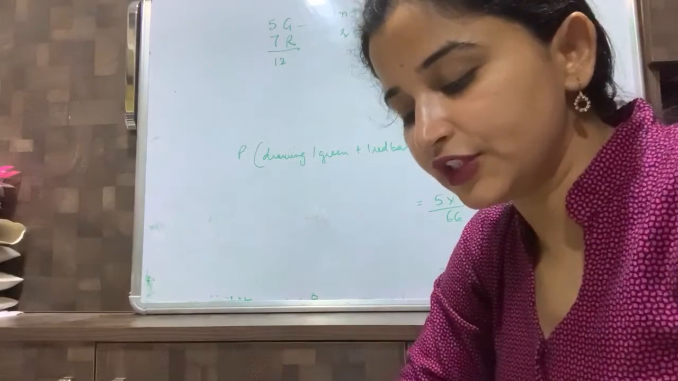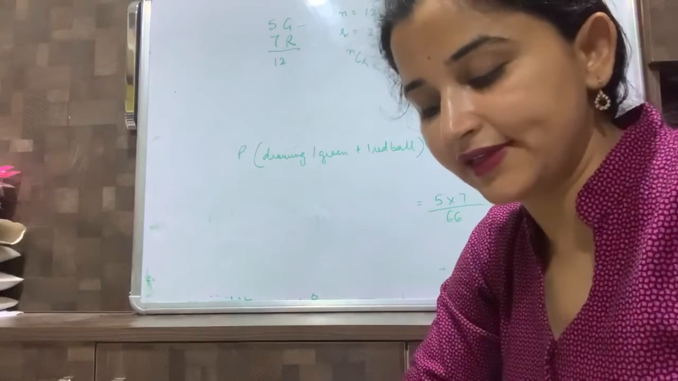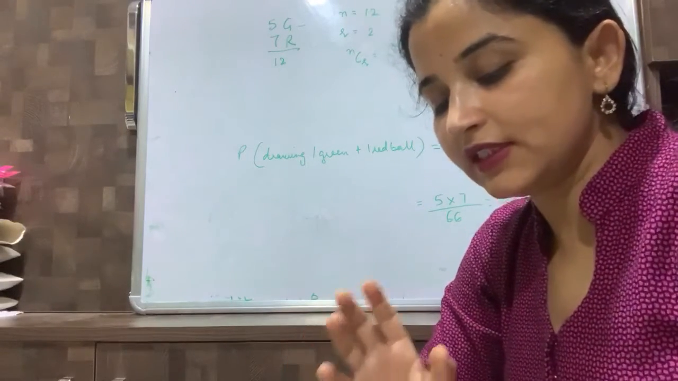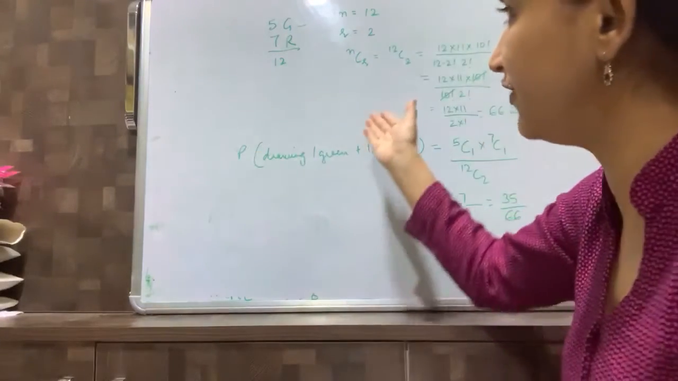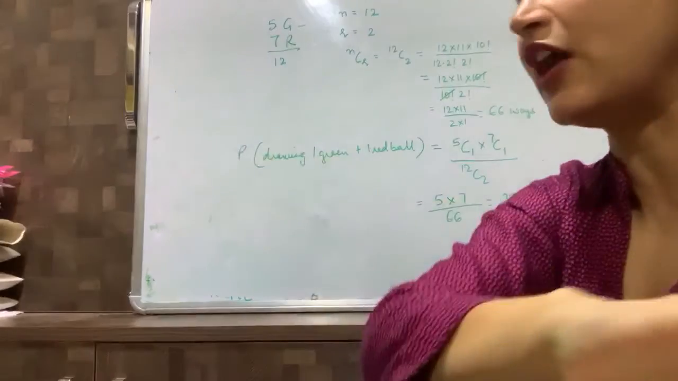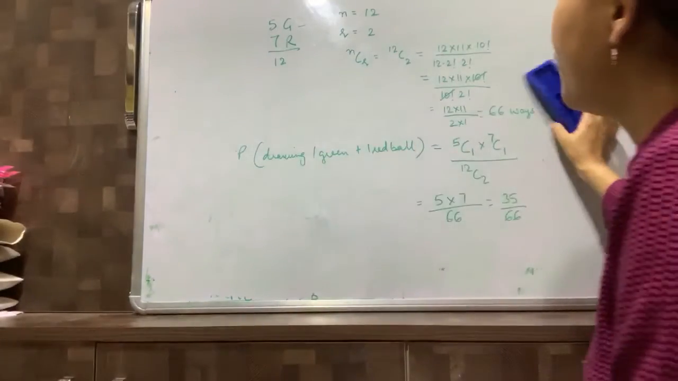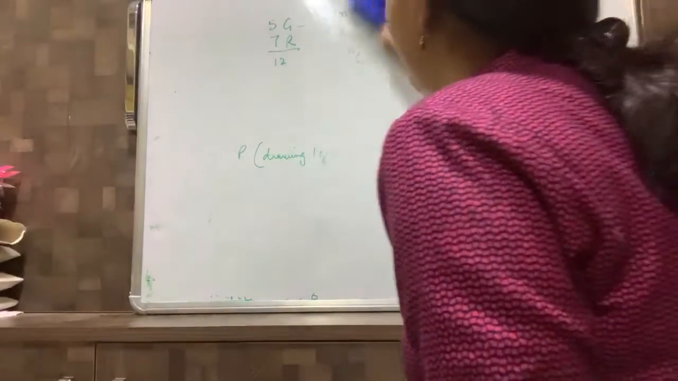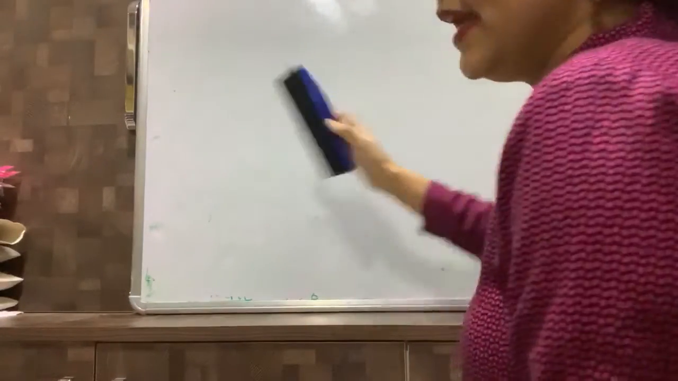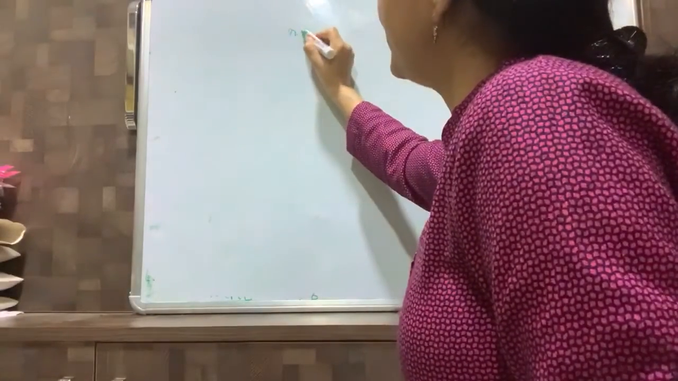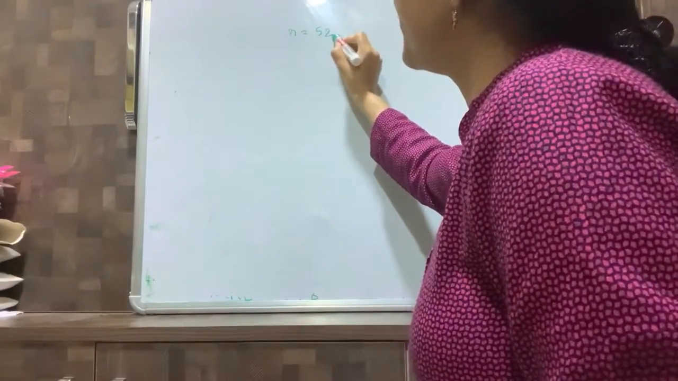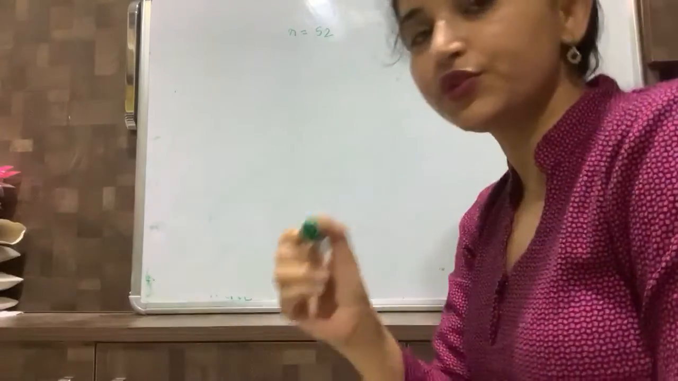From a pack of 52 cards, 2 cards are drawn at random. Find the probability that one is a king and the other is a queen. So like the way we had a bag with balls here, now we have a pack of cards where we have 52 cards in all. So our n becomes 52, because we have a pack of cards, and now we want to draw 2 cards.